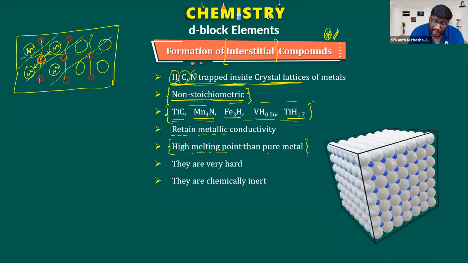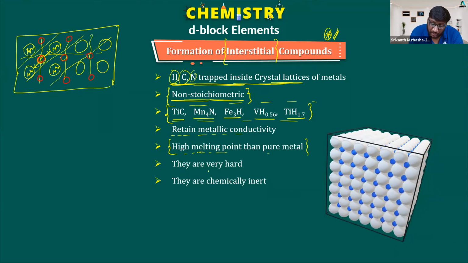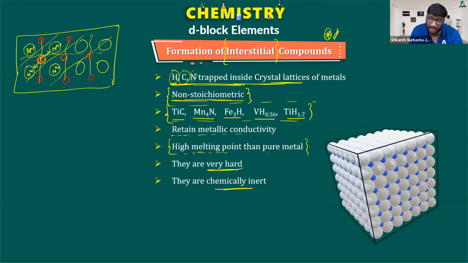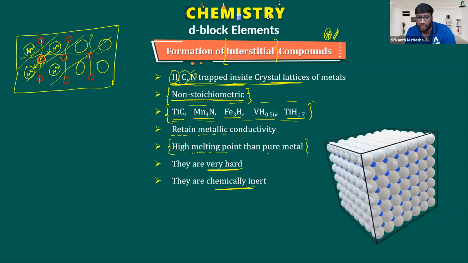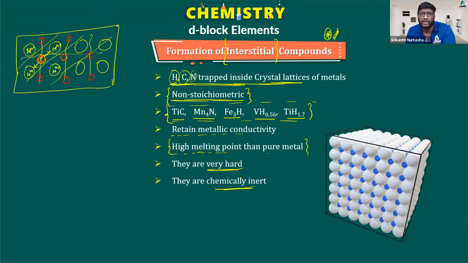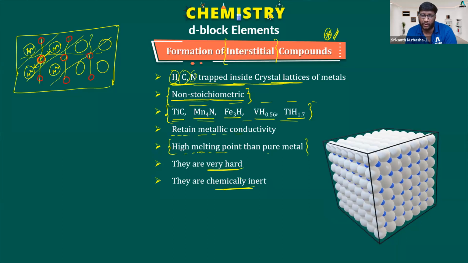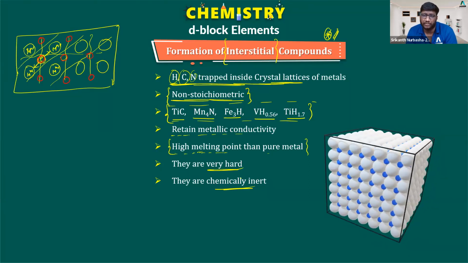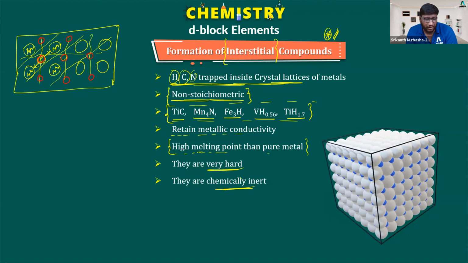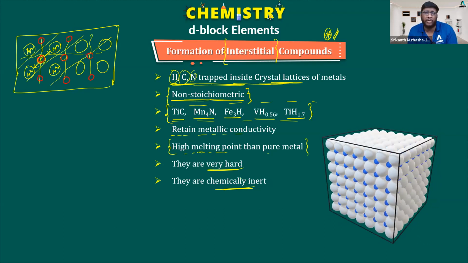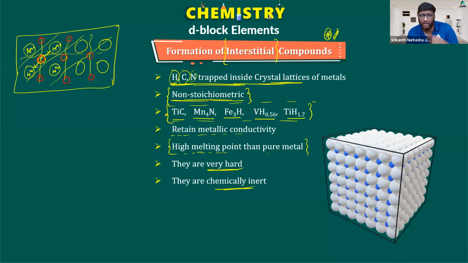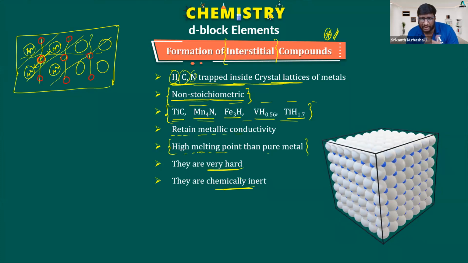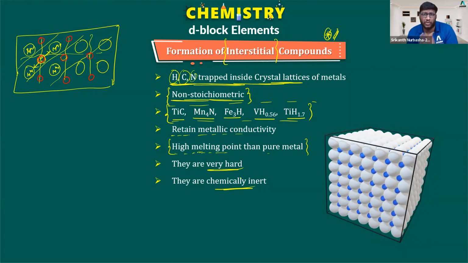They have a higher melting point than the pure metal, and because of the high melting point, they are very hard and chemically inert. If there is a particular substance which has a very high melting point, like diamond or gold, they are used as jewelry. Yes or no? Why? Because they are not reactive. If I wear a gold bracelet and if it is reactive with the environment, then what's the point of wearing gold? Yes or no? Gold is not reactive to any other elements easily. It's only reactive under extreme situations. That is the reason why these are even used as jewelry.